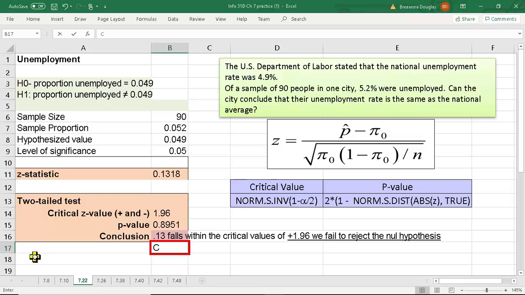This means we can conclude that the national unemployment rate is equal to 4.9%.